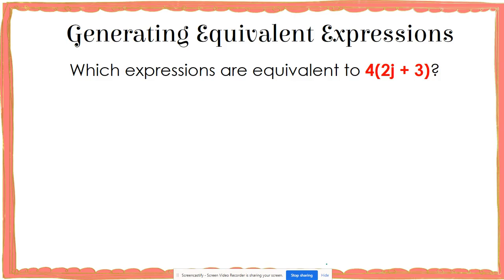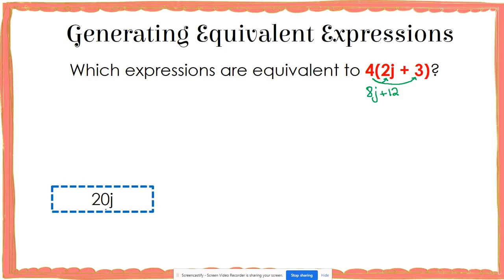Now let's find equivalent expressions to 4 times 2j plus 3. First thing I want to do is simplify this, and I notice that I have a 4 being multiplied by a sum of 2j and 3. Because it's multiplying by a sum, I know that I should probably use my distributive property. So I'm going to multiply 4 times 2j, which would give me 8j, and I'm going to multiply 4 times 3, which would give me plus 12. So I'm looking for expressions that are equivalent to 8j plus 12.